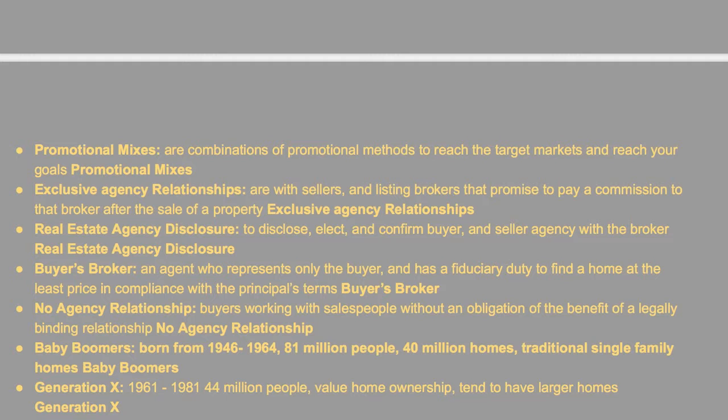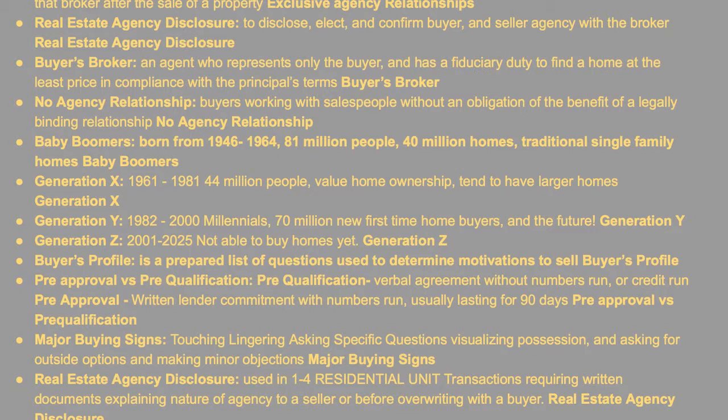Generation Y, 1982 to 2000. These are the millennials. 70 million new first-time home buyers, and we are the future. Generation Z, 2001 to 2025. We're not able to buy homes yet, but that is what Generation Z is.